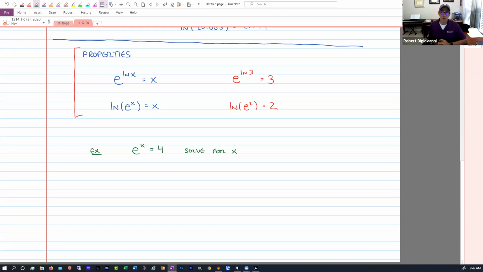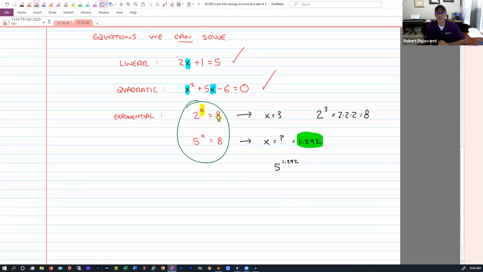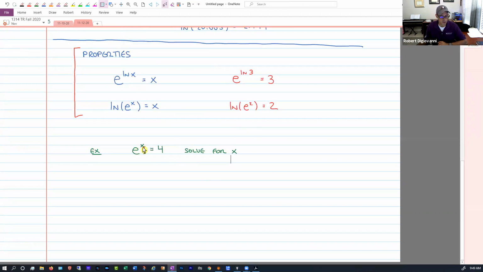Okay, now first thing I want you to notice here is that this is an equation that looks a lot like these two because you have your x up top. Do y'all see that? You have the x up here, and what we're trying to figure out is what do you have to raise e to in order to get 4? Now I'm going to use these properties. So watch how I use the properties. On the left-hand side of the equation, I'm going to take the natural log of the left side. And then remember with equations, whatever you do to one side, you have to do to the other. I'm going to do natural log of 4 over here.